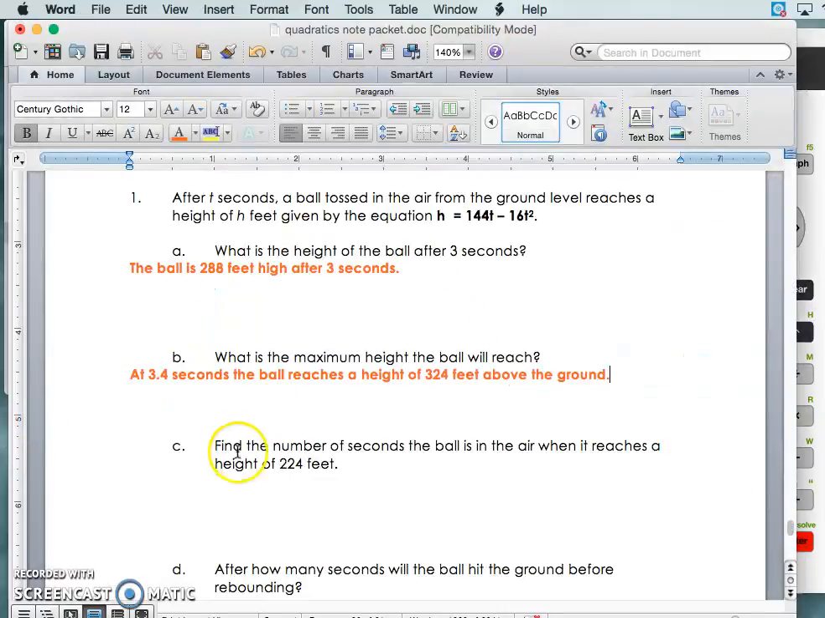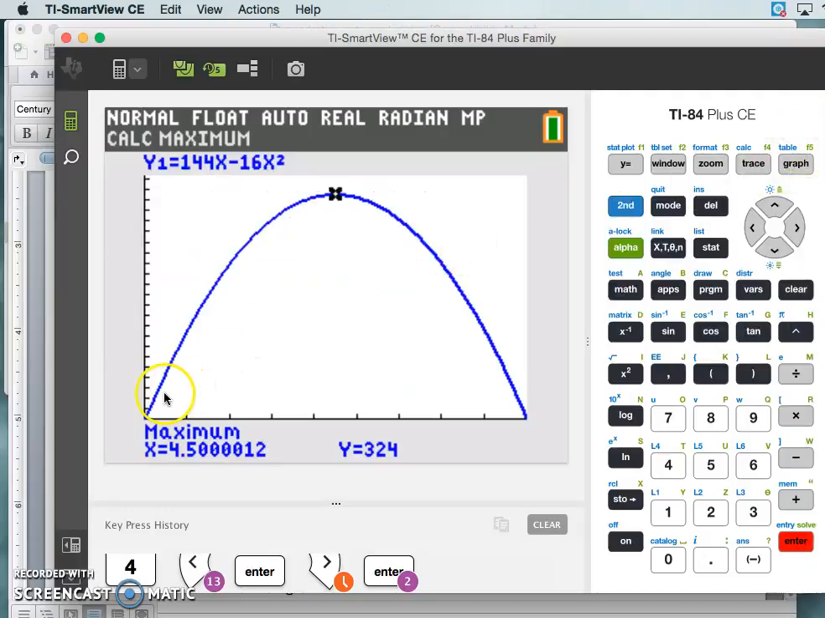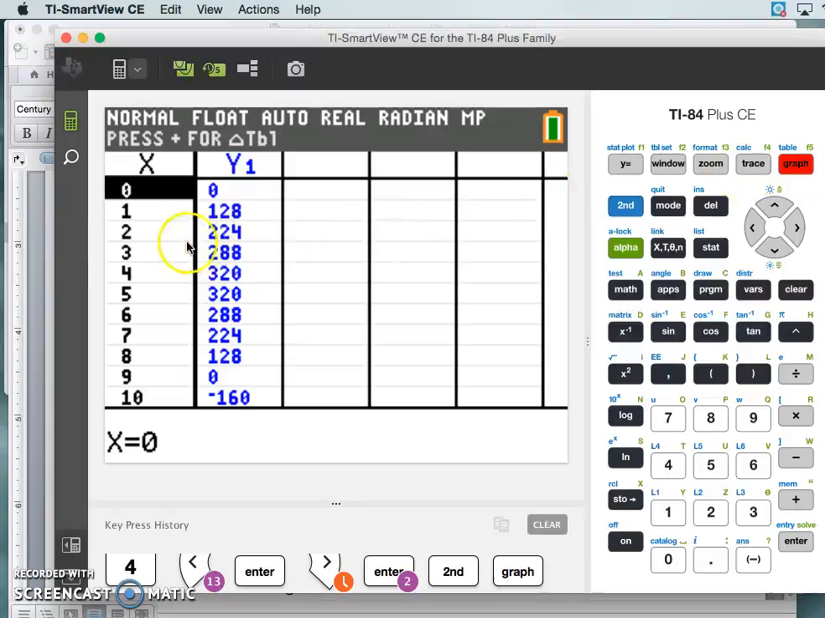Perfect. The next question is, find the number of seconds it will take for the ball to reach 224 feet. Now, this is very similar to when is the ball going to hit the ground, because 224 feet, when looking at the graph, it's going to pass 224 on the way up, and it's going to pass 224 on the way down. So we need to use the table for this. And 224 is at 2 seconds, and 224 is at 7 seconds.